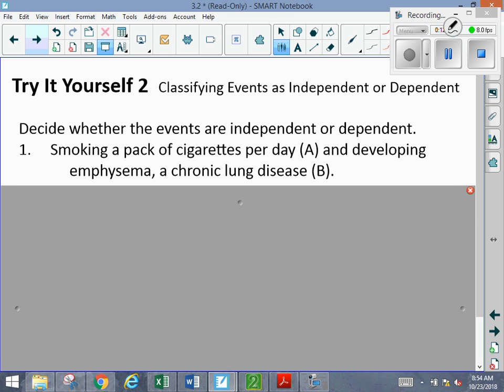All right, let's classify these events as independent or dependent. Smoking a pack of cigarettes per day and developing emphysema, a chronic lung disease. Little public service announcement for you. Do you think that the probability of getting emphysema is increased by smoking cigarettes? Then the two are related, which means that they are dependent. Your probability of getting lung disease is going to depend on how much you smoke, or whether or not you smoke.